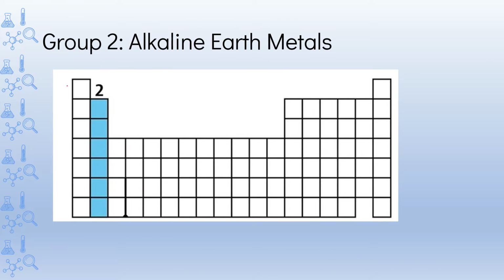So group number 2 are the alkaline earth metals. I'm not going to really talk much about them. Yeah, they are reactive, not nearly as reactive as group number 1, but they are. And just like group number 1, reactivity will also increase as you're working your way down.